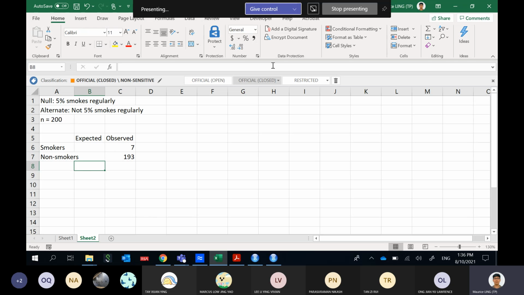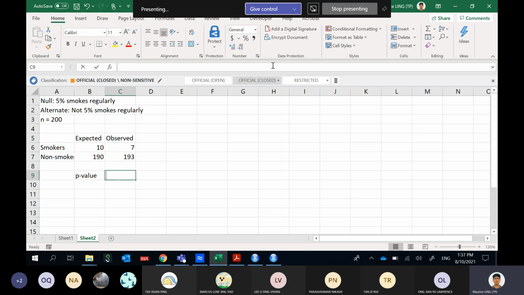But expected, 5% smoke regularly. So how many do I expect to smoke regularly then? 5% of 200 is? Calculate. Please don't tell me you need a calculator. 5% of 200 is 10. So how many don't smoke? 190, correct. Simple, right? Then you can calculate the p-value.